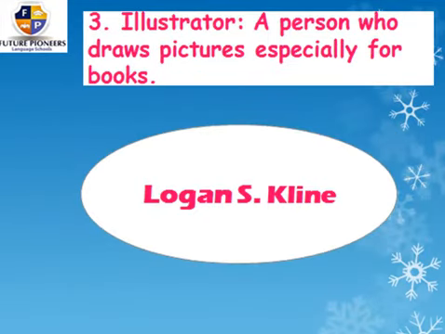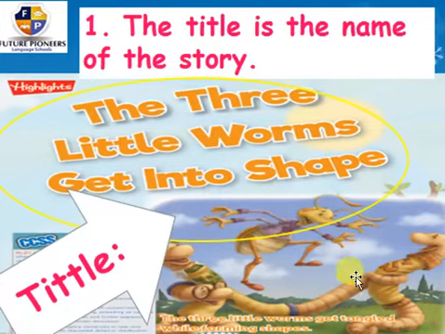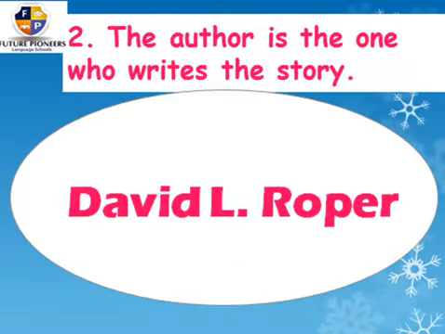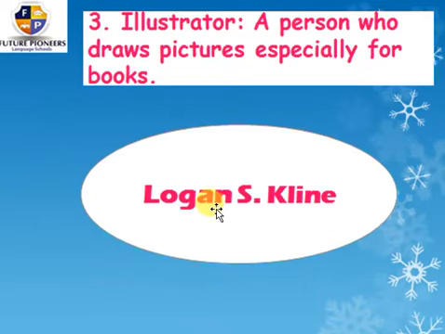Okay, the new element is the illustrator, the person who draws pictures especially for books. He's drawing every single detail in the book, in the story. As you can see, he's drawing this. And his name is Logan S. Klein, the one who drew our story.